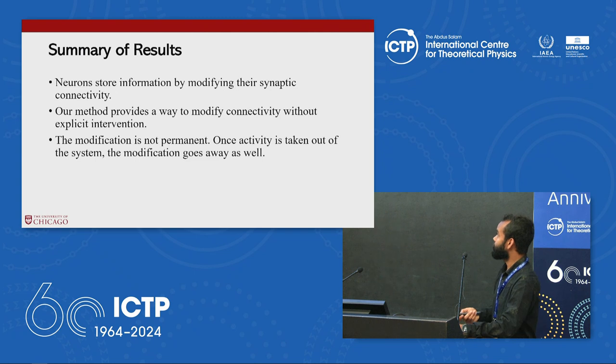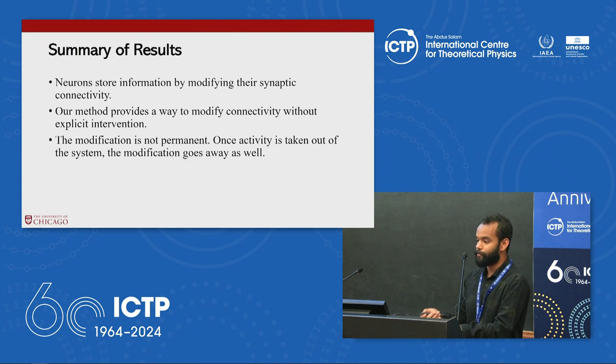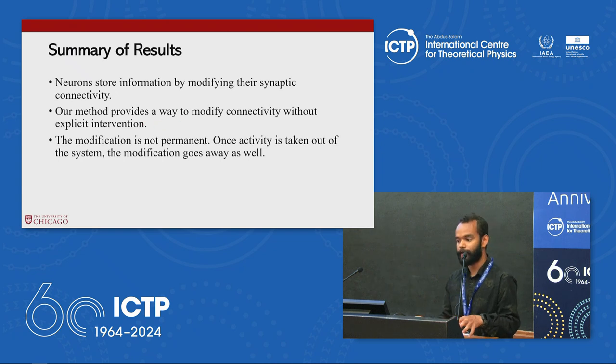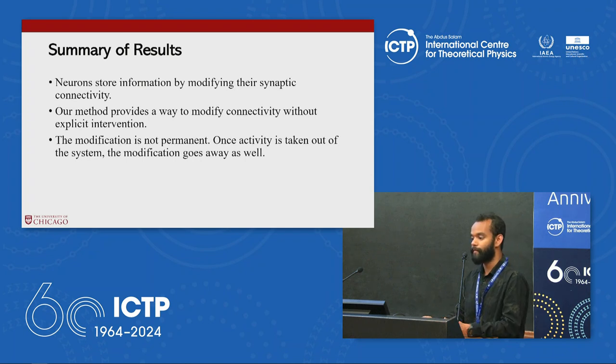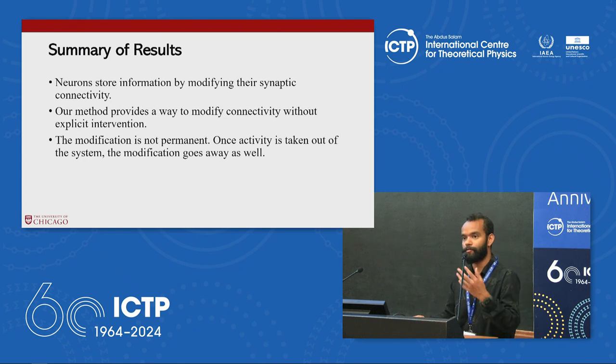So the summary of results is that neurons store information, as I mentioned, by modifying the synaptic connectivity. And our method provides a way to modify the connectivity without explicit intervention. All we are doing is just changing the form of dynamics, no explicit cutting or changing of the connections. Another good thing is that the modification is not permanent. As soon as we remove this activity from the system, the modifications go away as well. We get back the original system.